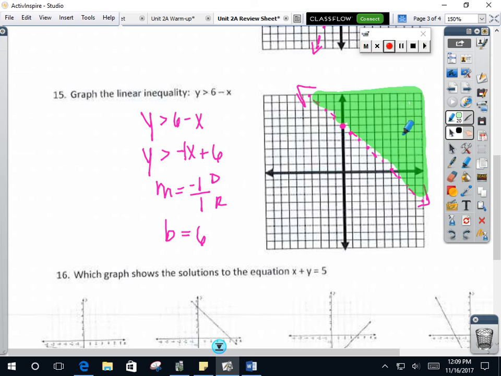Okay, so any point selected in that shaded area would make a true statement when plugged in for this x and y. Any point on the line or in this area would not make a true statement.